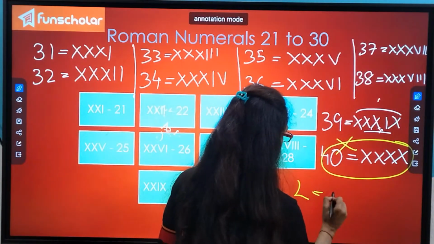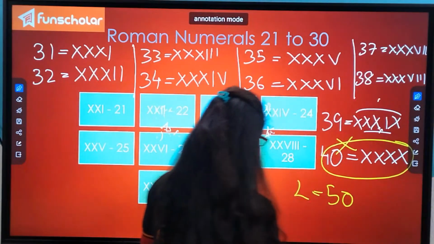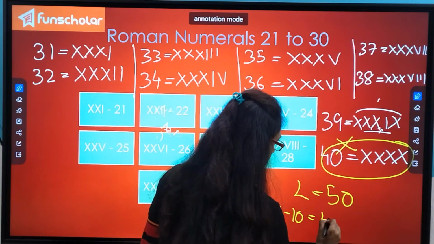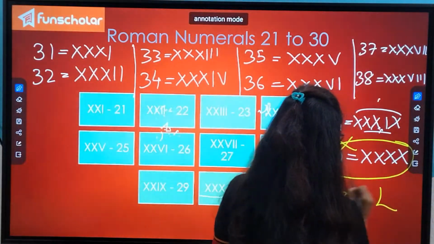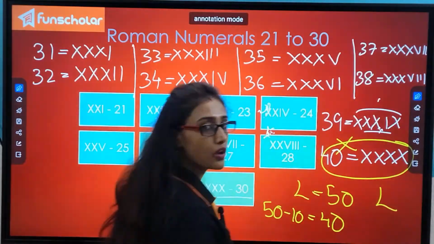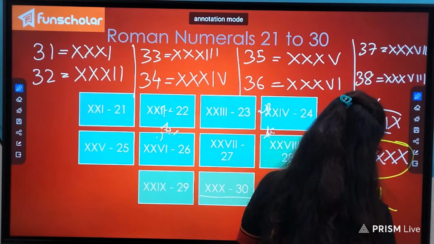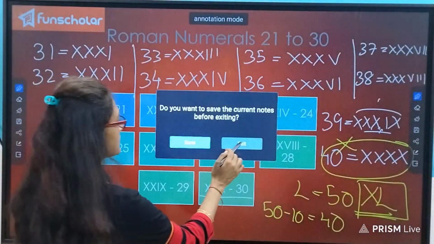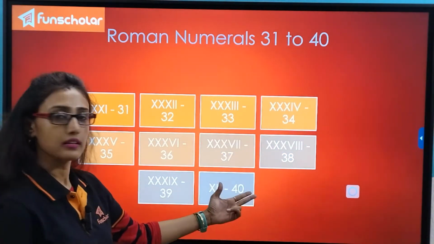If L represents 50, how do we make 40 from 50? 50 minus 10 equals 40, right? So how will we write 40? We'll just put the smaller number on the left side, according to the rule of subtraction. We will put X to the left side. This turns 40. So XL means 40. Okay. Let's now check. See, XL means 40. Clear?